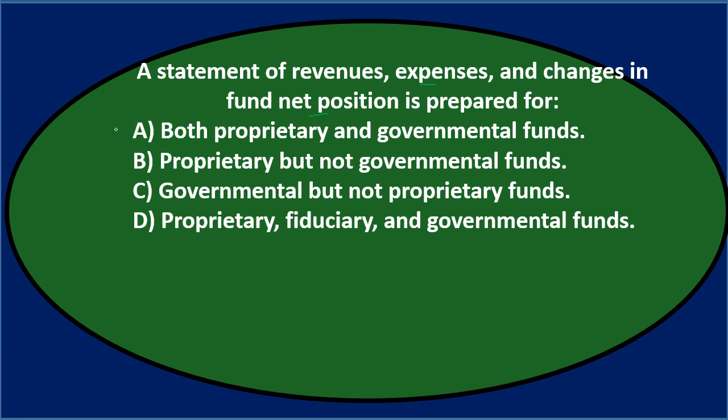So if we go through these, then we have both proprietary and governmental funds. I would think proprietary, not governmental. B says proprietary but not governmental. I would think that would be the one, B. C says governmental but not proprietary funds. That's backwards. It's not governmental, and it is proprietary funds. And D says proprietary, fiduciary, and governmental. And again, governmental is eliminated, so it can't be D as well.